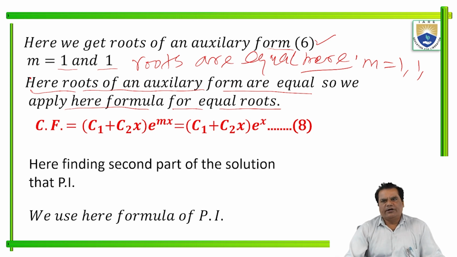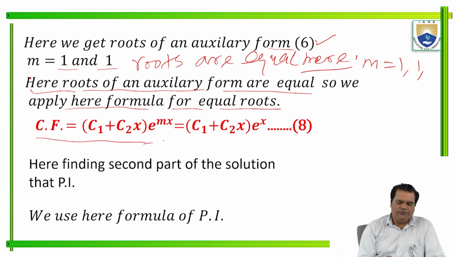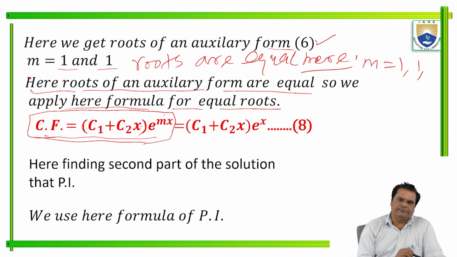Which formula do we apply for equal roots? This is the formula for the complementary function when roots are equal. So the complementary function is equal to (c1 plus c2x) e to the power mx, where m is the root. If roots are equal, then we apply this formula. Remember this formula clearly. So here m is 1, so c1 plus c2x e to the power x. This is equation 8. This is the complete complementary function of the given problem 2.